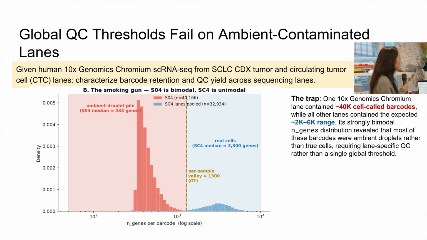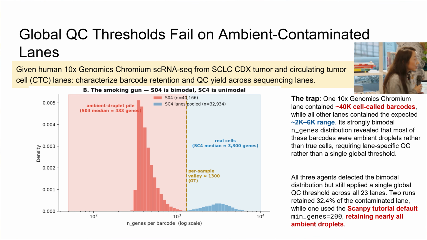And so my hypothesis is whether the agent is first able to look at the data distribution and then make a reasonable judgment in terms of the threshold. So now let's look at where the agent falls. All 3 agents detected a bimodal distribution, but still applied a single global QC threshold. In this case, it should look at the distribution of each lane and then decide what is the most appropriate threshold, instead of just doing this one-cut-fits-all approach.